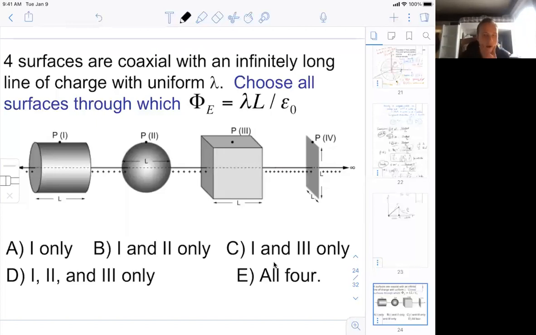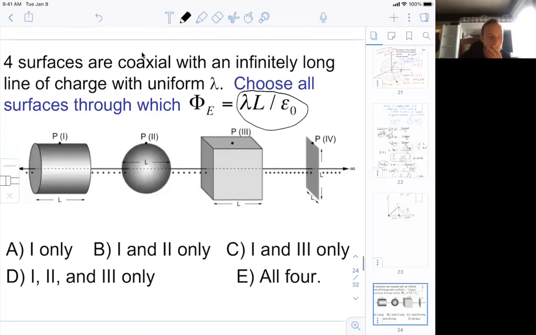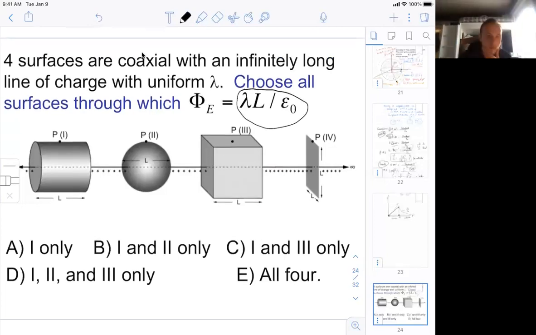So let's take a look at this together. Let's take a look at our question again. What is the question? It's asking which of these surfaces has a flux through the surface that becomes something that looks like this. If we take a look at lambda L, what's lambda L? Lambda is the line charge density, L is the length. So lambda L would be the total charge, right? So it is asking which of these surfaces has a flux equal to Q enclosed over epsilon naught.